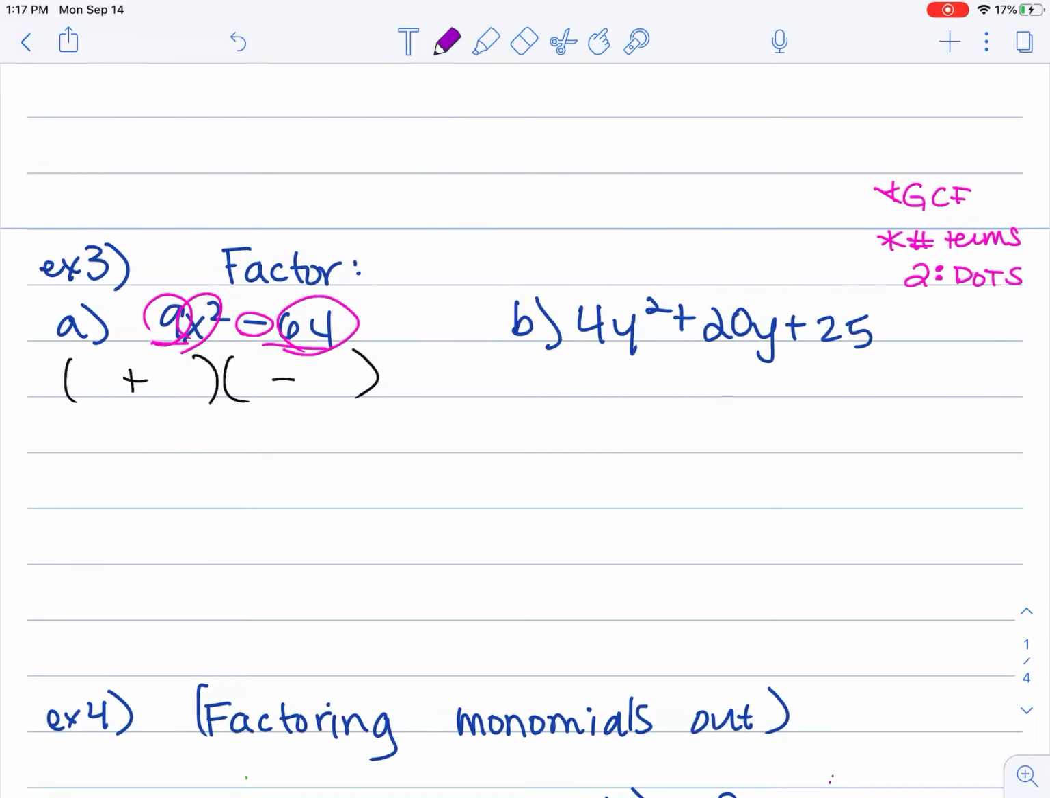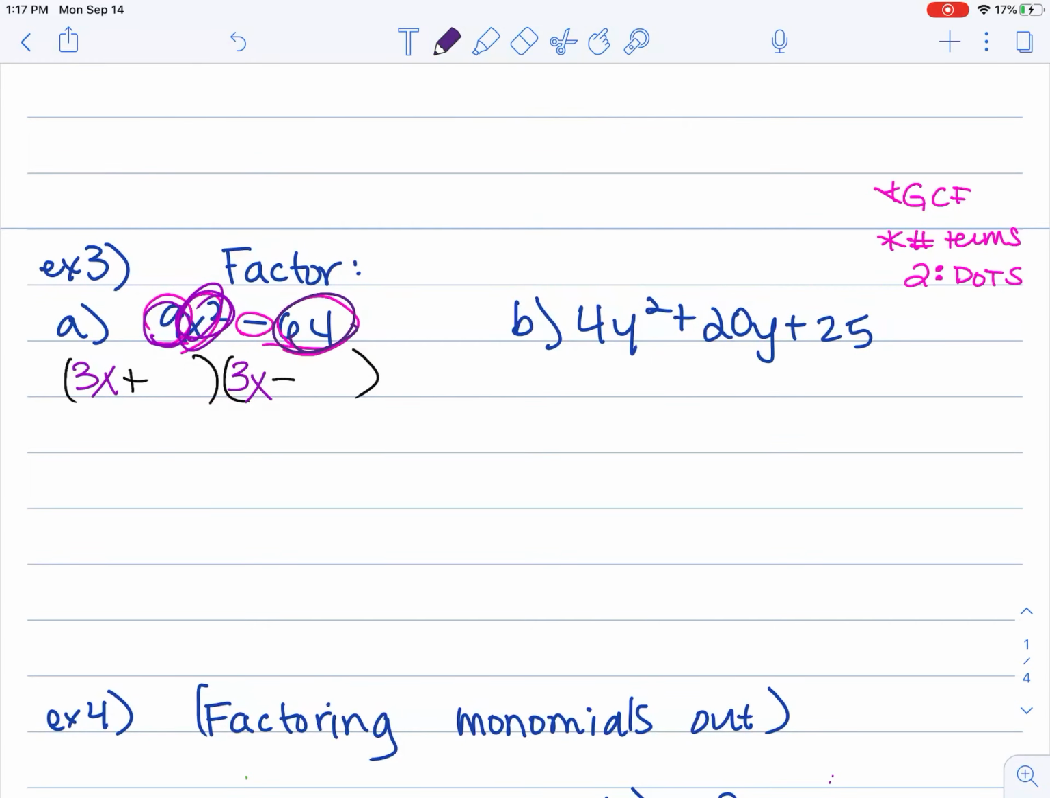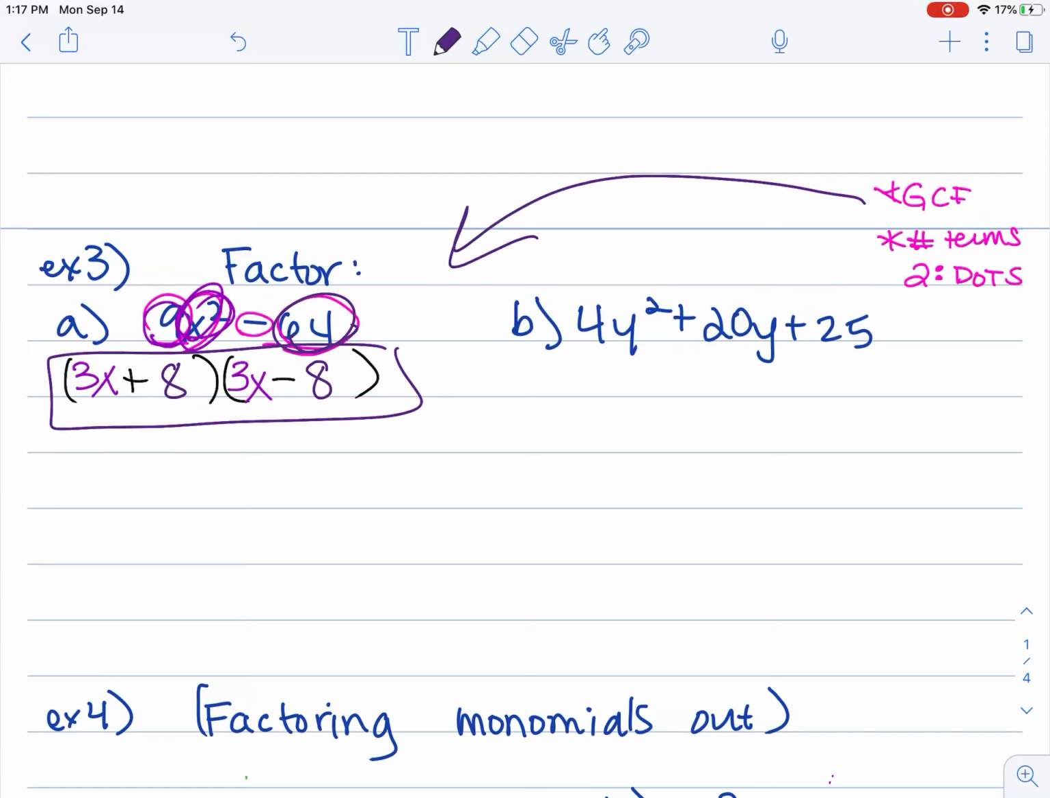One's going to be a plus, one's a minus. That's part of the DOTS. The square root of 9 is 3, so we put a 3 and 3 here. The square root of x squared is just x. And then we're going to do our 64. The square root of 64 is 8, and we put them here and here, and now we're done. Okay, that was for this one.